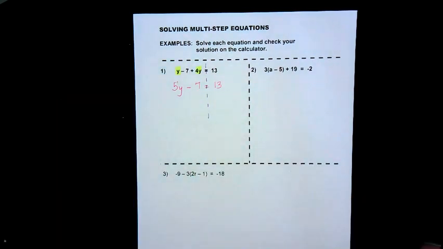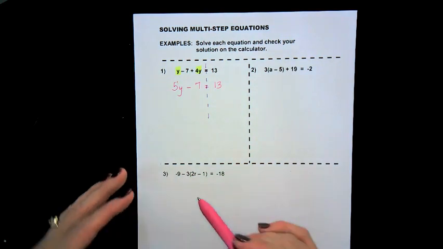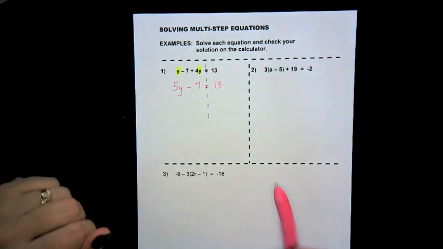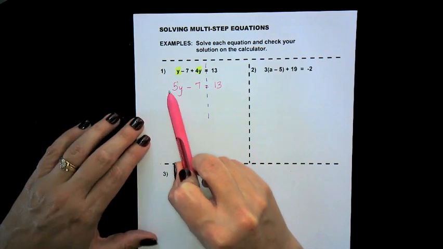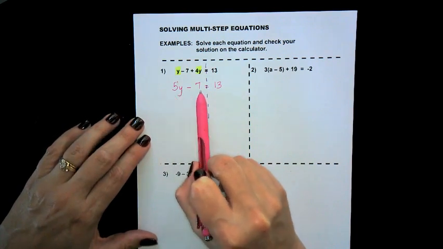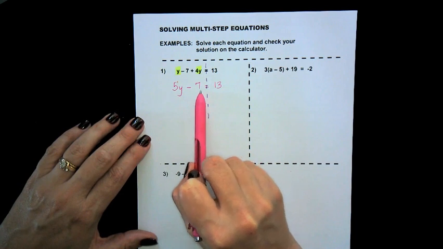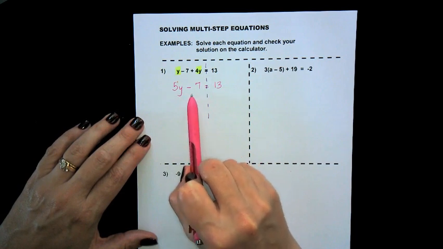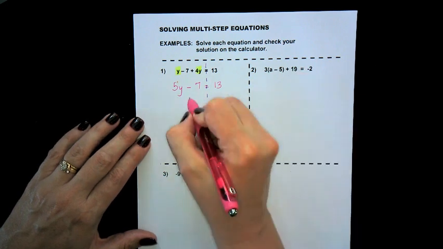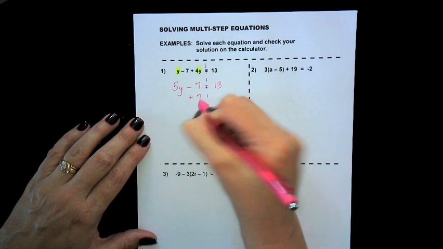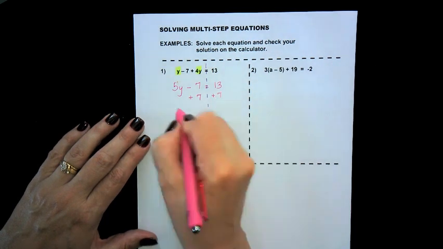Now here's the good part. Now this is a 2-step equation. How do I know? Because I look at the variable and it has 2 things happening to it. It's being multiplied by 5. It's being subtracted by 7. So we're going to take care of the subtracting 7 part first by doing the opposite of subtracting 7. The opposite of subtracting 7 is to add 7. And you'll notice I'm going to do that on both sides of the equal sign.